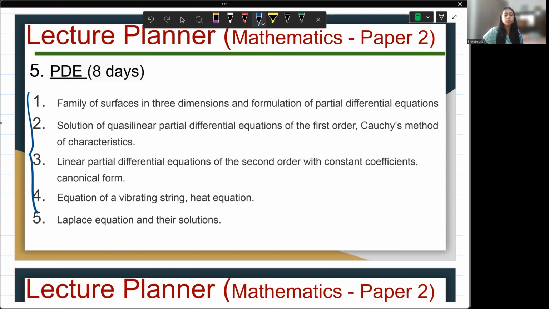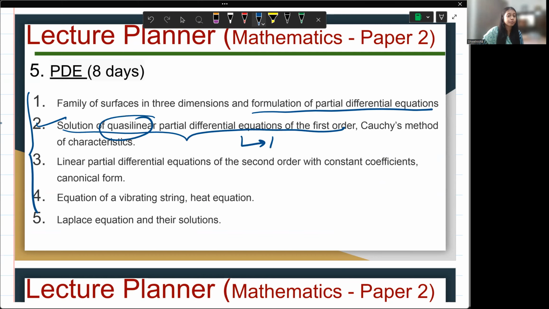So family of surfaces in 3 dimensions and formulation of partial differential equation, solution of Cauchy linear partial equation, that is done by Lagrange's method. One question from this section to solve quasi-linear equations will definitely come. So in PDE, actually, there are 2 sections which are very important, Lagrange's and the last one, this heat equation, wave equation, and Laplace equation, this one.